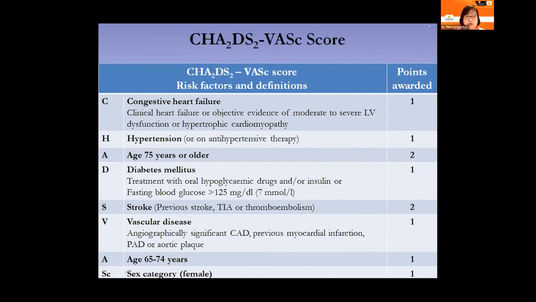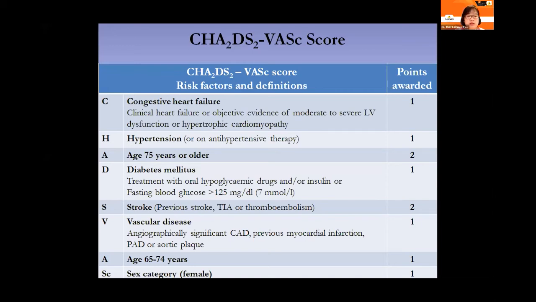Here is the CHA2DS2-VASc. C is for congestive heart failure. So is the patient having clinical heart failure or objective evidence of moderate to severe LV dysfunction or hypertrophic cardiomyopathy? If there is one, the patient will have 1 point. If the patient presents with decompensated heart failure, irrespective of the LVEF, that means heart failure with reduced ejection fraction and heart failure with preserved ejection fraction will be included in this category.